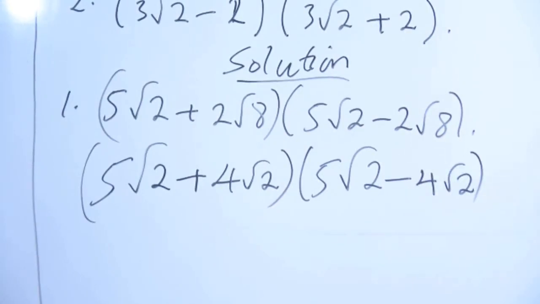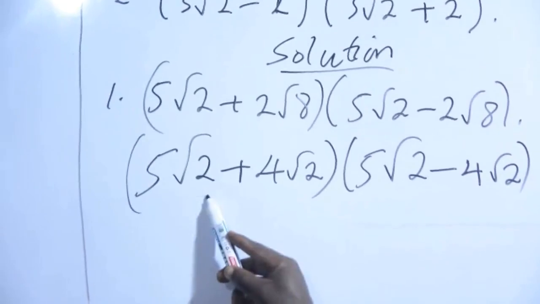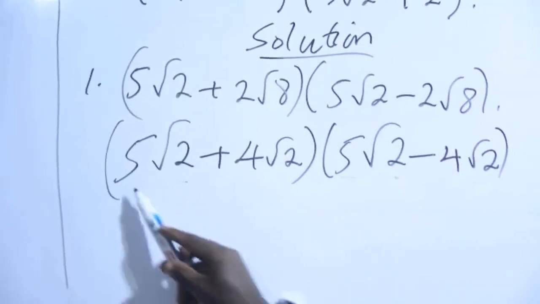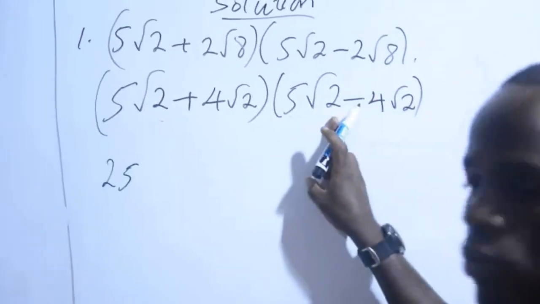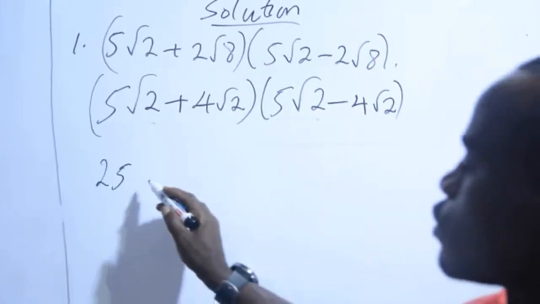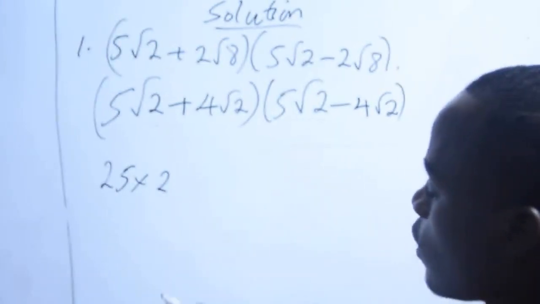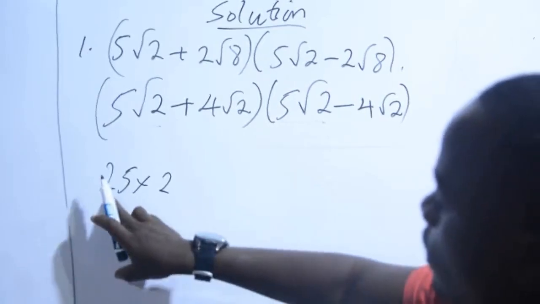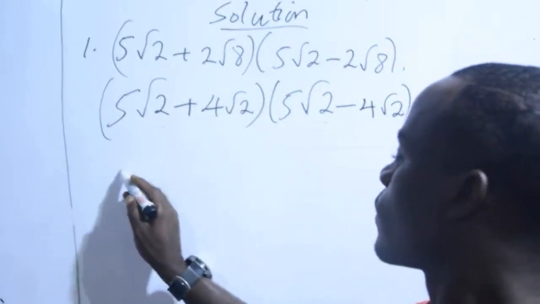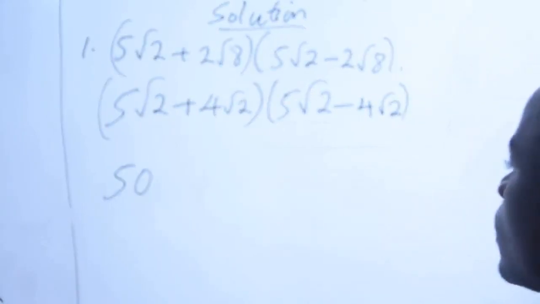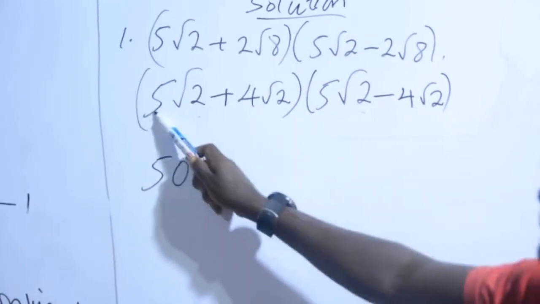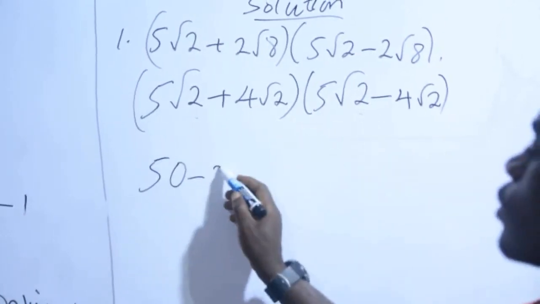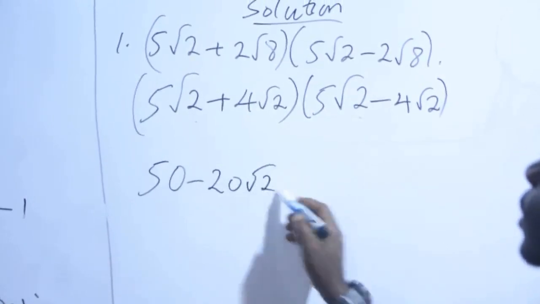Okay? So let's expand this bracket and see what it will give us. 5 root 2 multiply 5 root 2. This 5 multiply this one gives us 25. And then root 2 times root 2 is root 4, and root of 4 is 2, so we have times 2. And instead of writing all these things to waste time, we'll just say 25 times 2, which is what? 50. So we have 50 here. Alright? Then 5 root 2 times minus 4 root 2. 5 times minus 4 will give us minus 20, so we have minus 20 root 2.